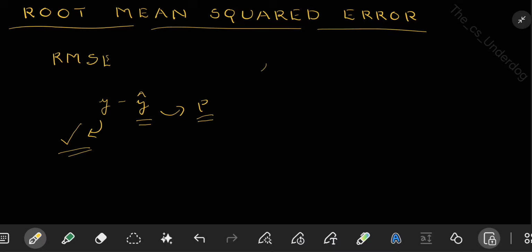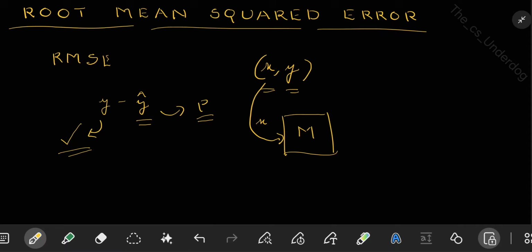That is, if you have any particular data x, y in which x is the input and y is the output. Output means expected output. When you're passing the input x through your model, that is your model is m, you are passing x through m, what happens? The model will produce an output which is the predicted value called y cap. But y is the actually expected value, but your model predicted y cap. So the difference between y and y cap, this is what you call as error.